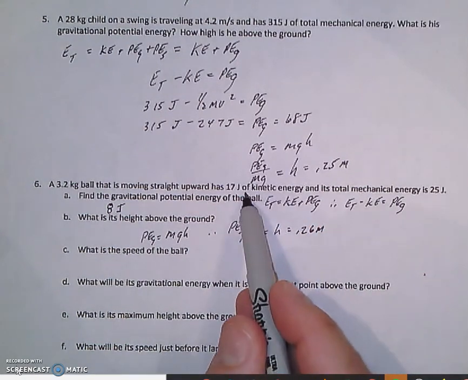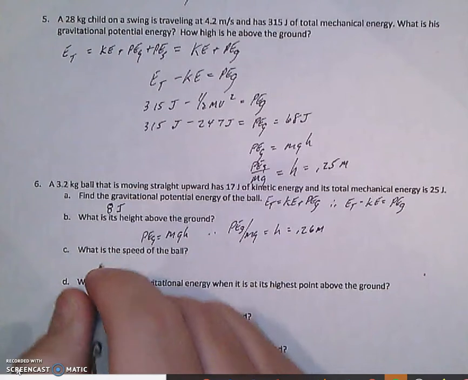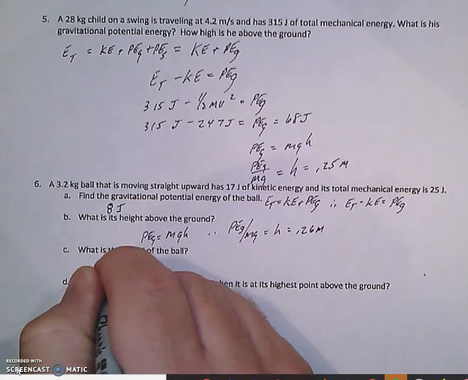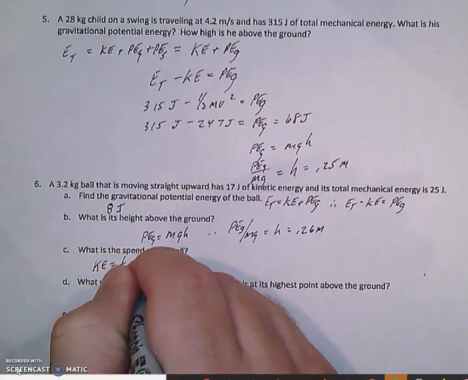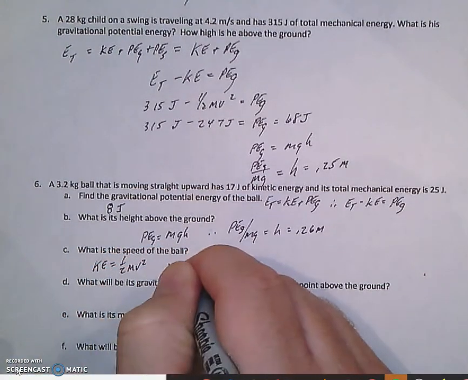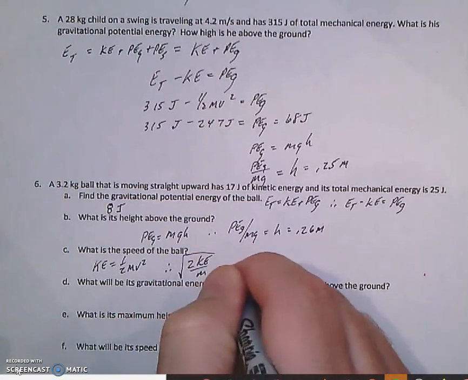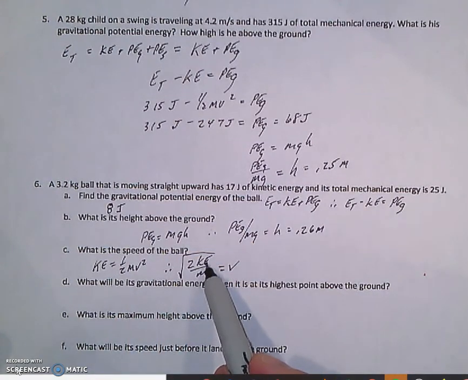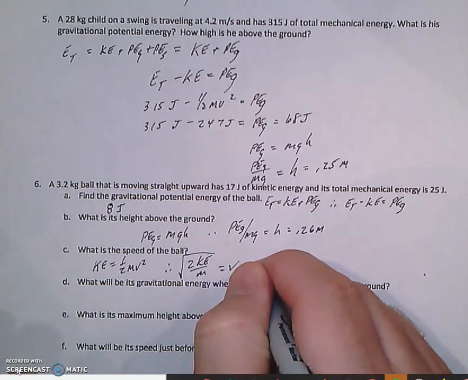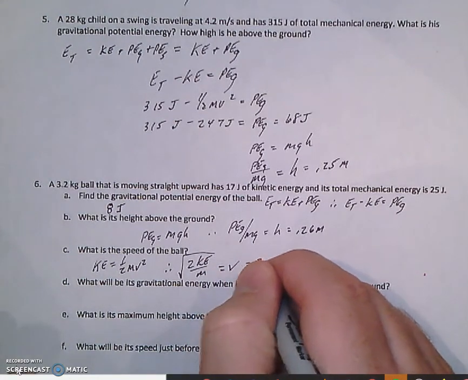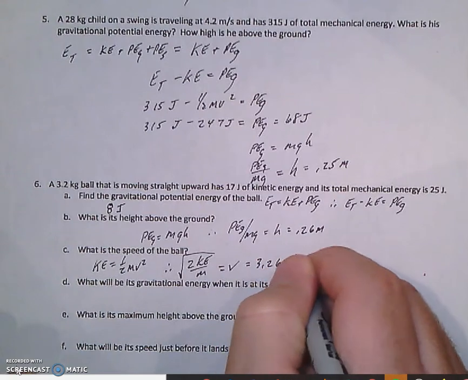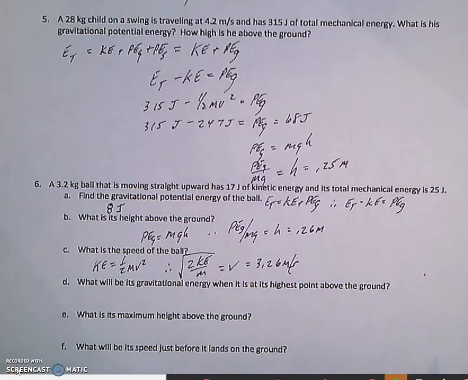Well, what's the speed of the ball? That comes from the 17 joules of kinetic energy. Kinetic energy equals 1/2 mv squared. Therefore, twice the kinetic energy divided by m, square rooted, is equal to v. 2 times 17 divided by 3.2, square rooted, gives us 3.26 meters per second. Now, if you got 10, you just forgot to take the square root. Just be careful of that.